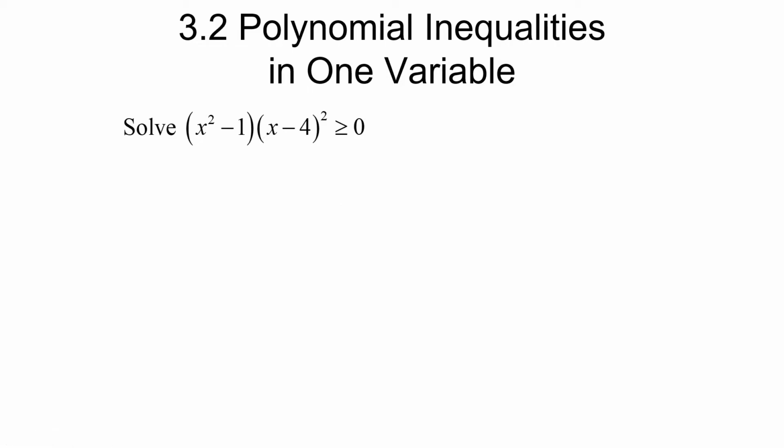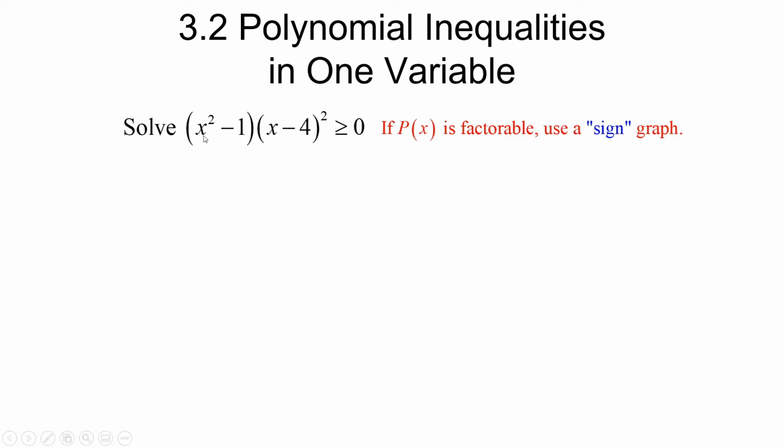We're going to solve the quartic inequality, or excuse me, that's a cubic inequality: (x squared minus 1) times the quantity (x minus 4) squared is greater than or equal to 0. And if we can factor this, we will be able to use a sign graph, and this will be really easy. So if p of x is factorable, use a sign graph.